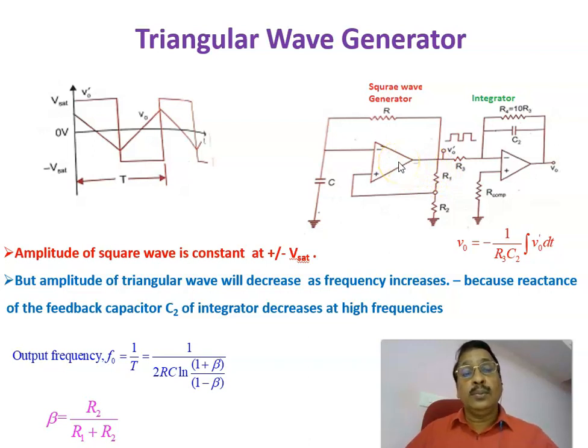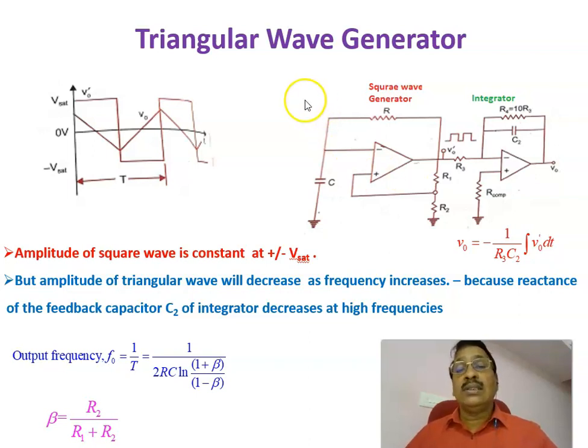There are two methods. In the first method, we'll be generating a square waveform, and that square waveform is given as an input to an integrator. Therefore, when a square waveform is integrated, you will be getting a triangular waveform. That is the one method. The second method is we'll be using a two-level comparator, that we'll be seeing in the next slide. The output of the two-level comparator will be given to an integrator.